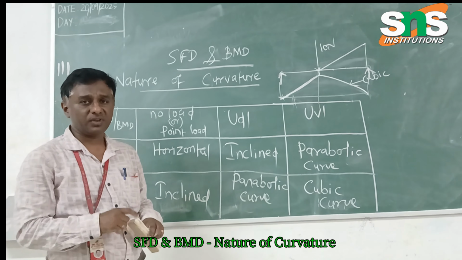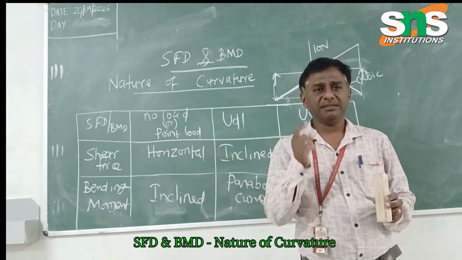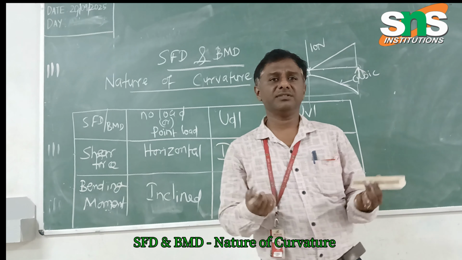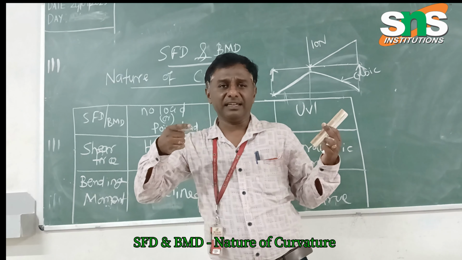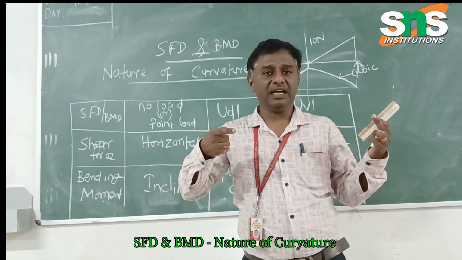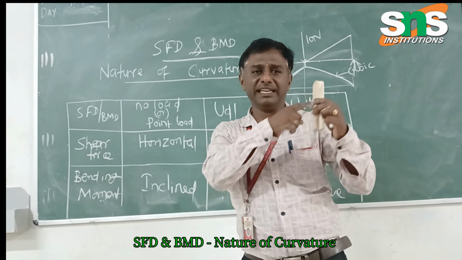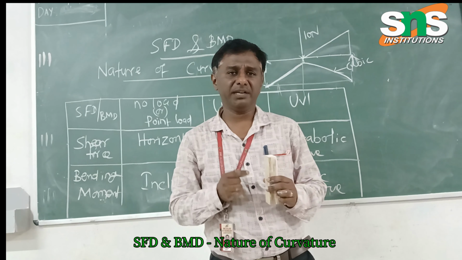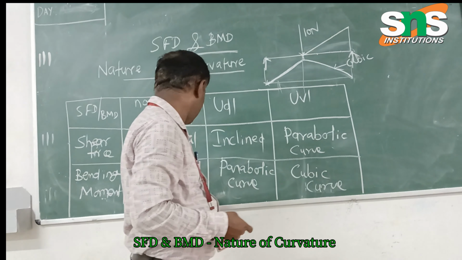Let's say on a beam, in one region, we don't have any load, or only a point load is there. The shear force will follow a horizontal line. As well as for the bending moment diagram, you just have an inclined line, because there should be an increment in the bending moment values. So you directly join, that is an inclined line.